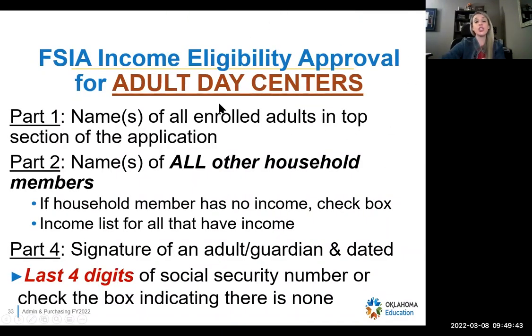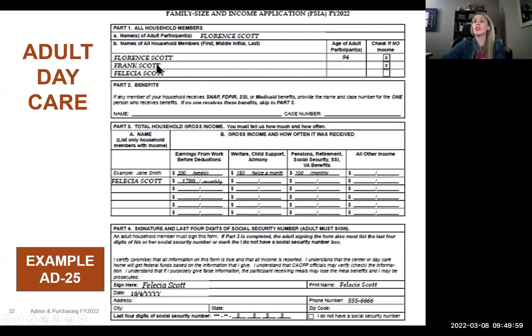Now again, for the adult daycare, part 1 is where they put the list of those that are adults that are enrolled in your center. Part 2 is the names of all the other household members, where you list that below, and I can show that to you. So right here again is all the enrolled. Down here is all the other household members. And then someone from the home has to sign it and date it.